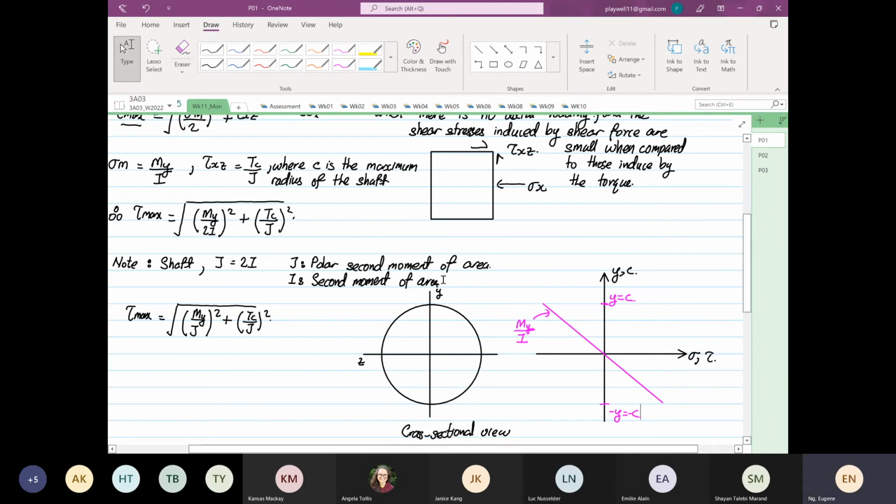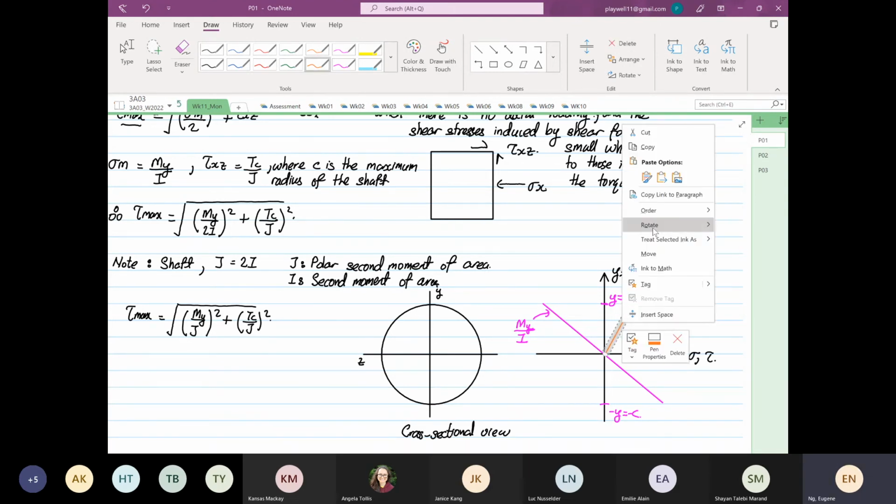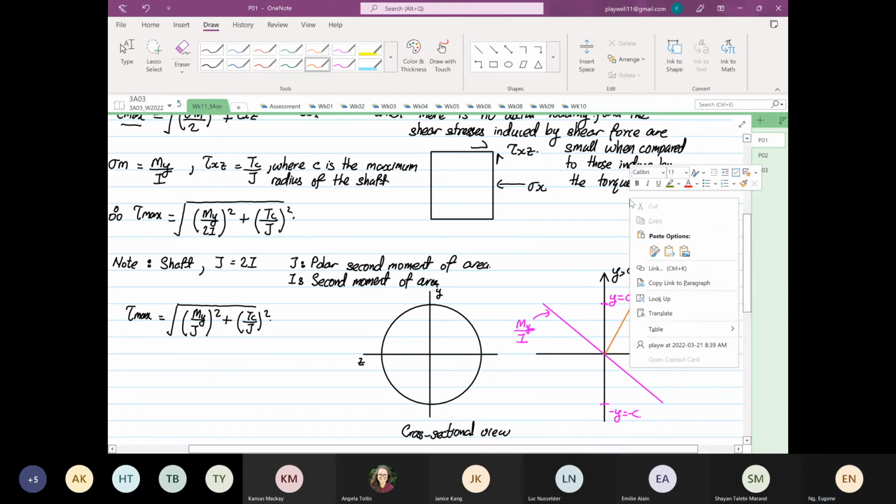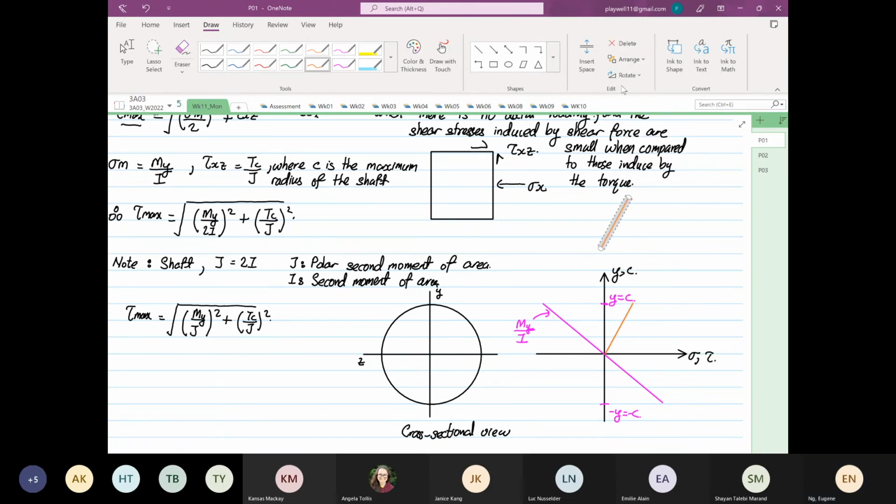So in terms of shear, this is how our shear stress will look like. I'll try to make the gradients different, or I'll be in a lot of trouble. So this is our shear stress distribution. Okay. So this is our Tc over J.